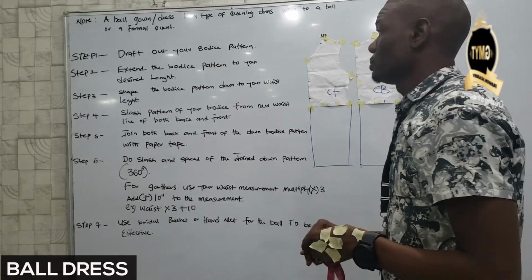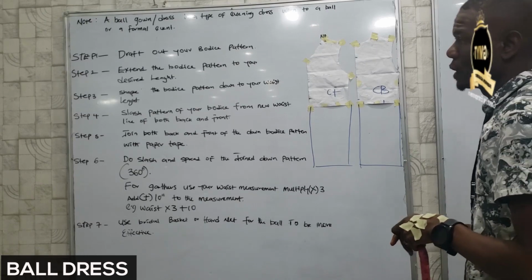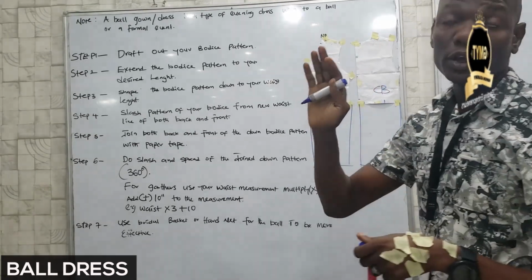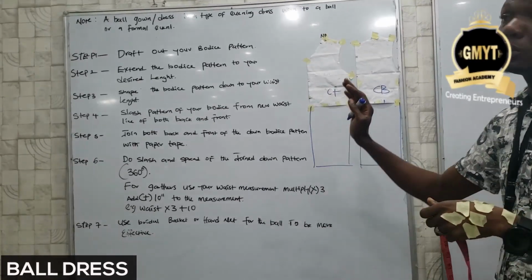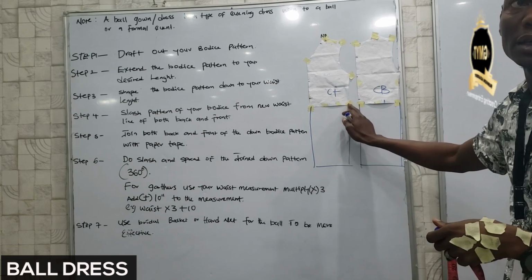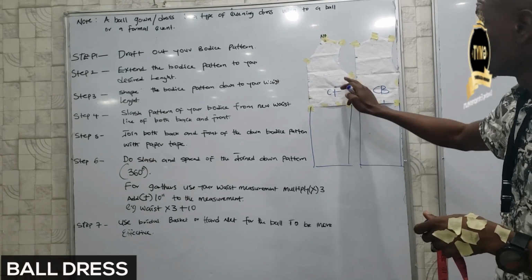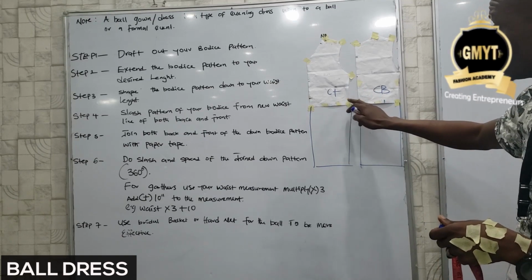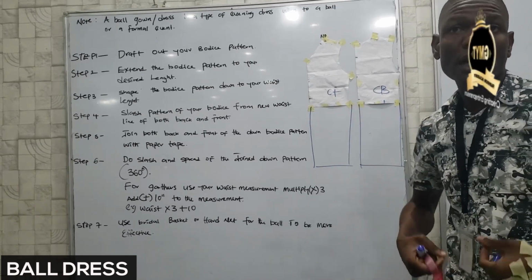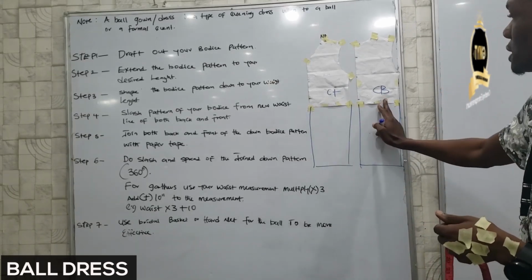Now step 3, it says shape the body's pattern down to your waist length. Like the shape bodies we did yesterday, if you are doing the shape bodies for this particular one, you are stopping at the waistline. Don't go below the waistline. I repeat, don't shape below the waistline. Once you get to your waistline, you stop there. Now this is what you are doing. You are taking the full roundness of your waist, how firm you want it. That is what you have for both CF and CB.